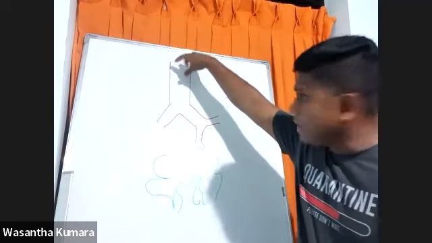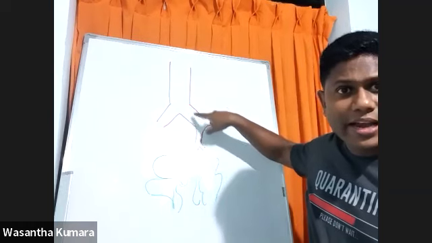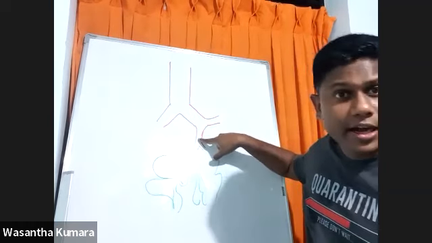So this is the aorta, abdominal aorta, divided into common iliac. Common iliac divided into internal iliac and external.